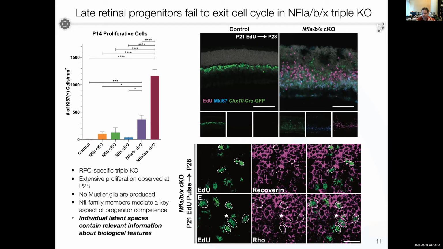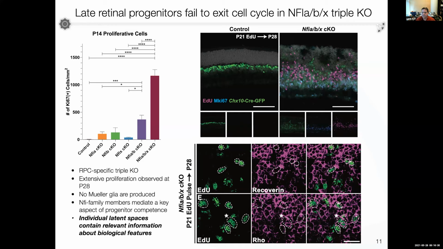So this is a way that we learned these genes and their role in quiescence and fate specification in the retina by exploring a specific latent space that had usage at a developmental time point that we were particularly interested in. So this is to just highlight how individual spaces can contain the information that is relevant for specific biological processes that you're interested in.